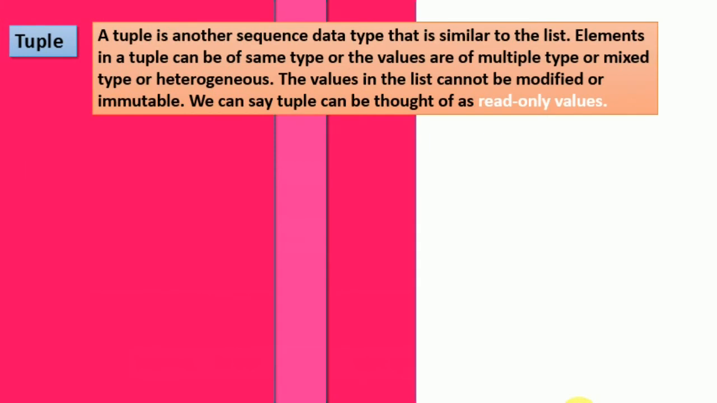Now the second is tuple. One thing you need to know is that the method of declaring is the same and indexing is the same. The only difference is that in a list the values can be modified, but in a tuple these are read-only memory. It is totally similar to the list. You can store mixed information also, integer values, strings, characters, but they are not going to be modified, they are immutable.